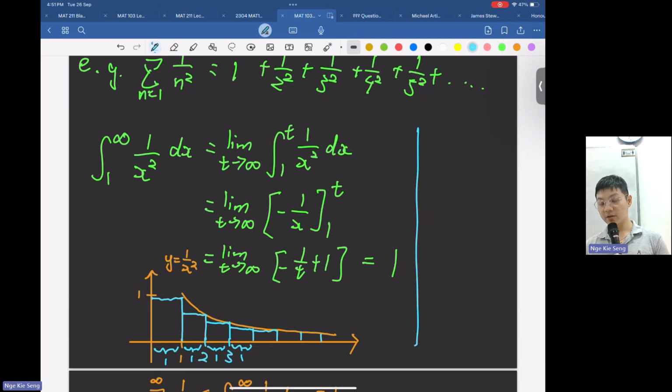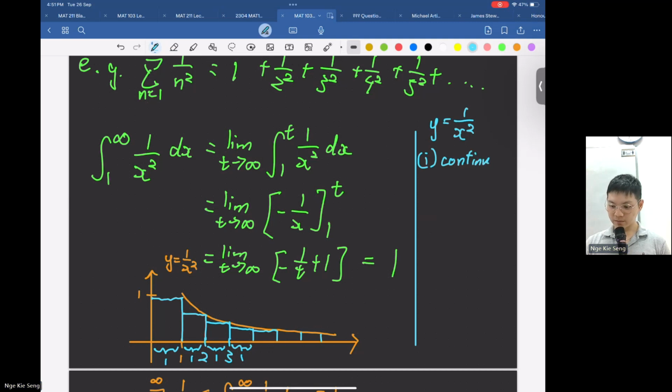Do you know how to check or not? Let me go through first and then we'll see. The first property you need to check is that this function is continuous. Continuous where? Continuous on 1 to infinity. So do you know how to show this?